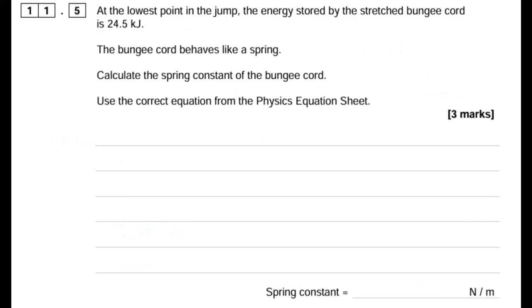Okay, now for the last part of question 11, 11.5. At the lowest point in the jump, the energy stored by the stretched bungee cord is 24.5 kilojoules. The bungee cord behaves like a spring. Calculate the spring constant of the bungee cord. And as always, they give you the formula in the formula book for this question.